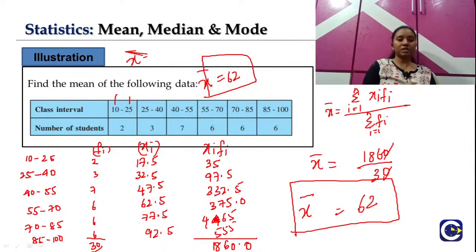So I hope you guys have also got the same answer. If you have any doubts or any errors, please check with the solution and let me know. If not, we can just move ahead with our next concept, that is median.